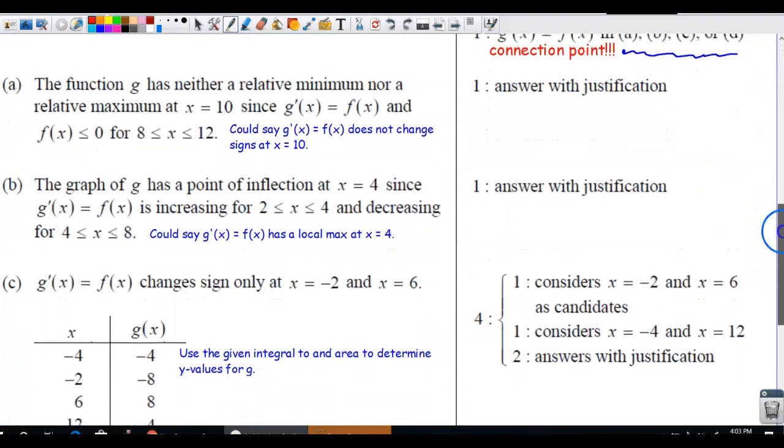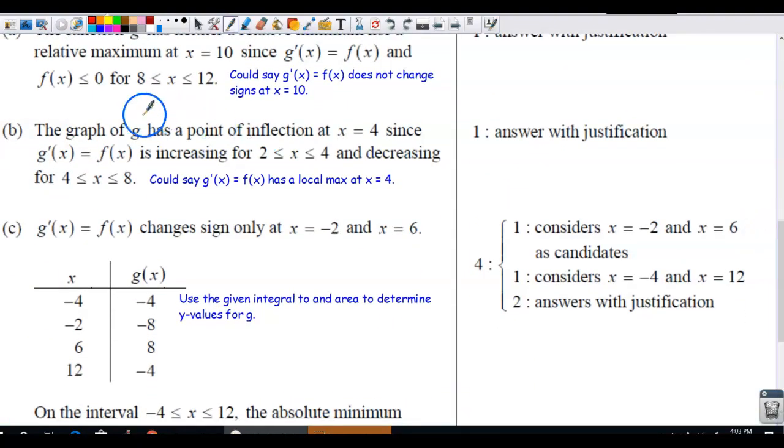So we're looking in part B for the student to say, G has a point of inflection at x equal to 4 because G prime of x or f of x changes from increase to decrease, or could say has a local maximum at x equal to 4. 1 point for the answer with the correct justification.